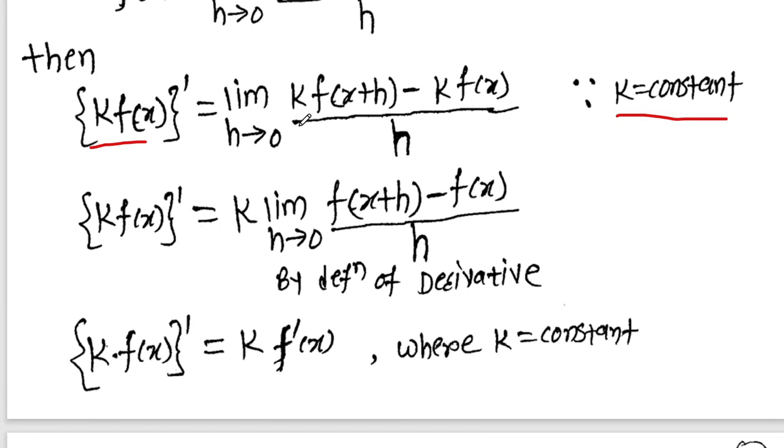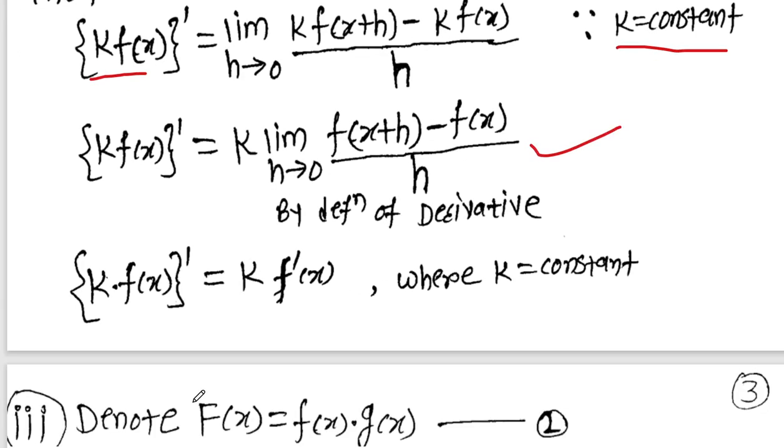Okay, and next step. So the derivative of k into f(x) equals, now k is a constant, so take k outside of this limit. So k into limit h tends to 0, (f(x+h) − f(x))/h. Okay, so what is this? This is the derivative of f(x). So by using the definition of the derivative, this term can be written as f'(x).